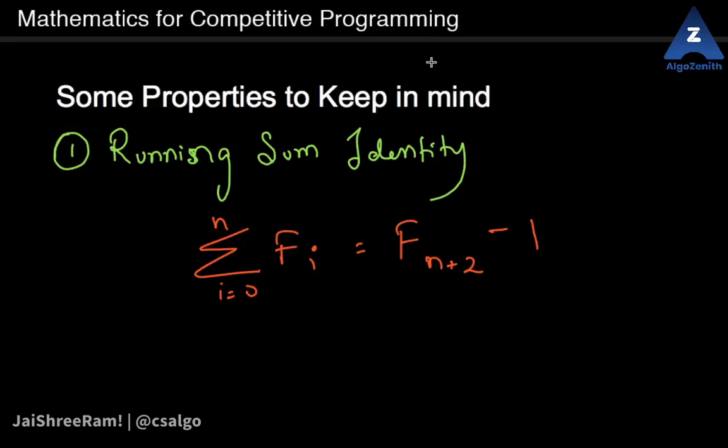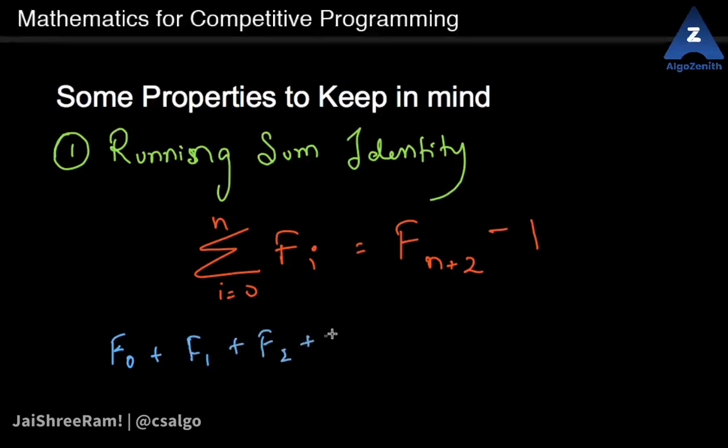Okay. Now we'll talk about some properties of Fibonacci numbers that you should keep in mind while solving problems, because in some problems you might require these identities. The first one is the sum of Fibonacci numbers from 0 to n. If you add up the Fibonacci numbers, this comes out to be f of n plus 2, minus 1. You don't need to remember the proofs of these. However, let me quickly illustrate the proof of this one, because it's simple to do.